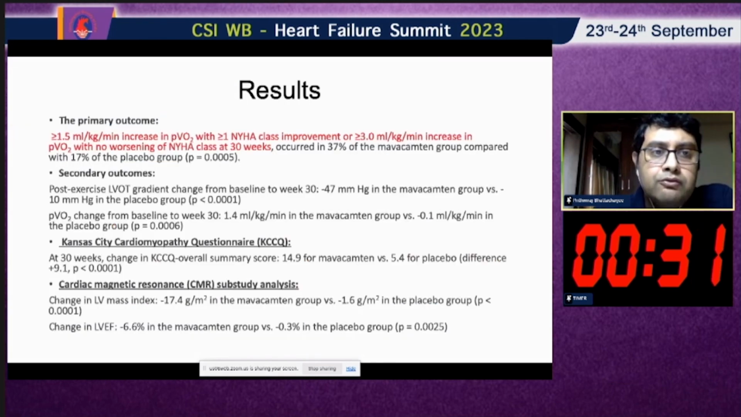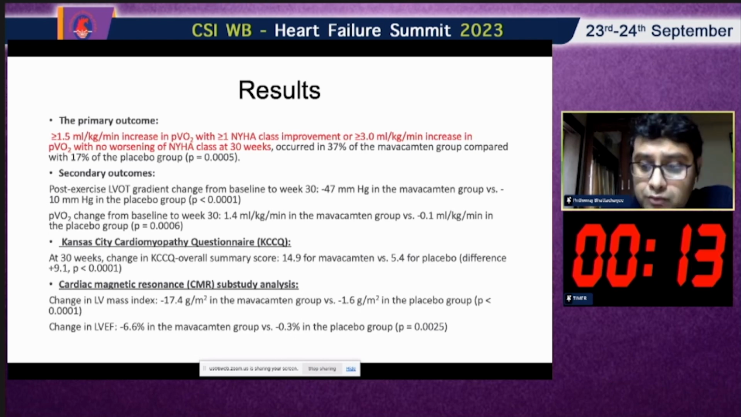The primary outcome was more than 1.5 ml per kg per minute increase in consumption of oxygen with at least 1 NYHA class improvement, or 3 ml per kg per minute increase in oxygen consumption with no worsening of NYHA class at 30 weeks, which occurred in 37% in the mavacamten group.